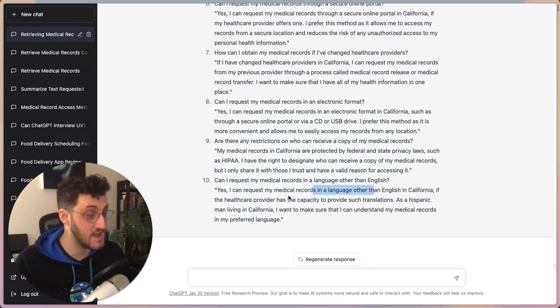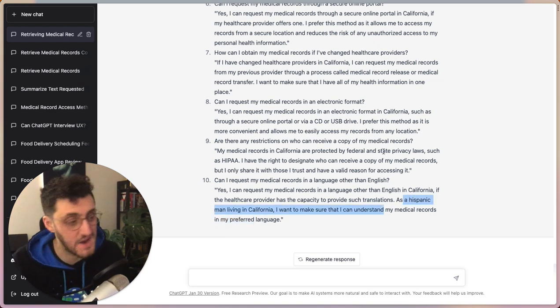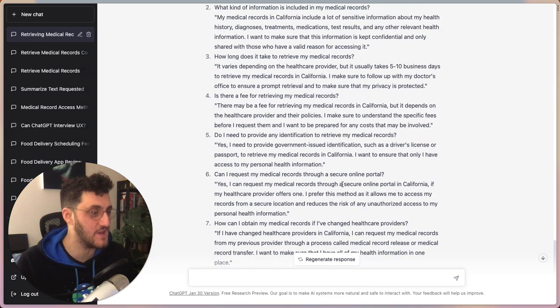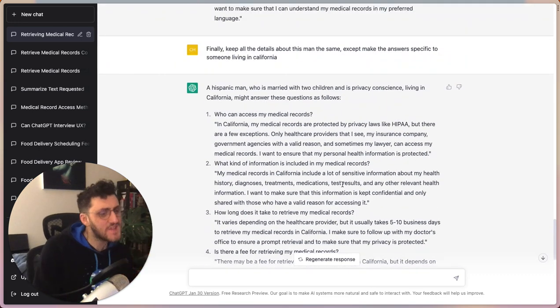In a language other than English. In my preferred language. Okay. Kind of interesting, right? So maybe that's how it used that. It didn't say Spanish, but that's still interesting here. So yeah, this is an interesting way to role play with ChatGPT and have it answer questions in potentially different ways.